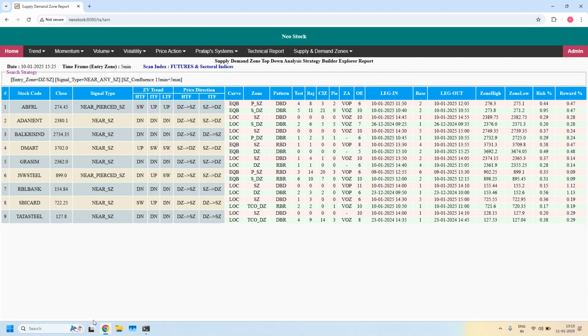We got 9 stocks. In all these 9 stocks, these 5 minute supply zones are part of the 15 minute supply zones. I think a couple of stocks are pierced. You can ignore them, the supply zones.